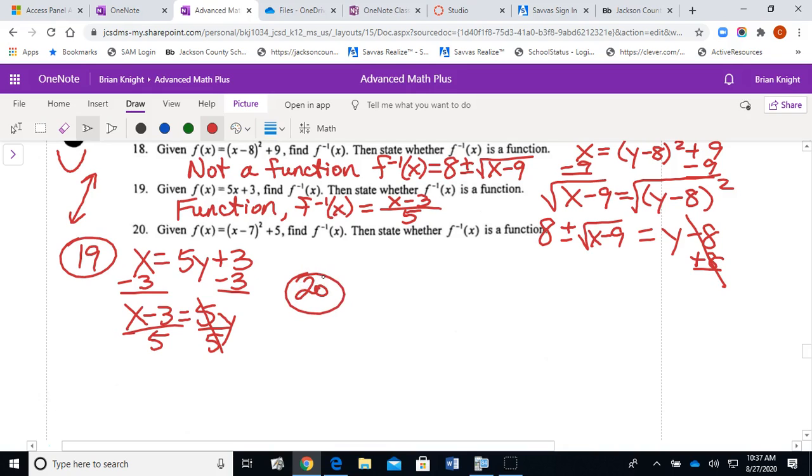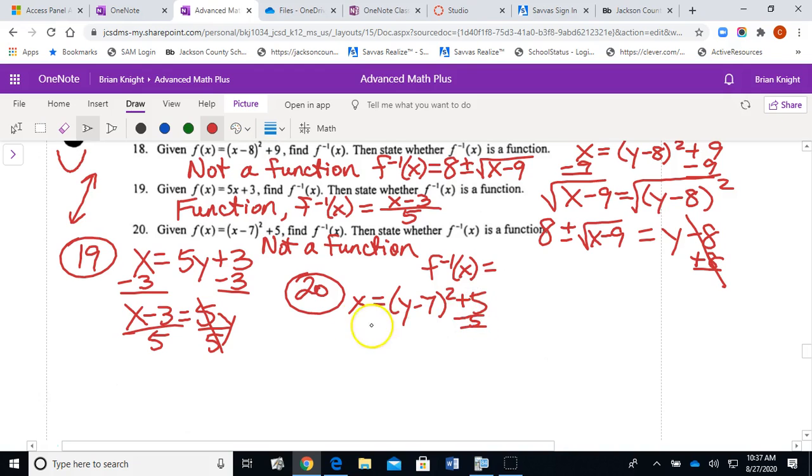Last one. What's our family on 20? Quadratic. So we already established, is a quadratic's inverse going to be a function? No. So it's not a function. All right. And let's figure out what the inverse is. So the inverse of f of x will equal, let's see here, switch x and y. X equals y minus 7 squared plus 5.